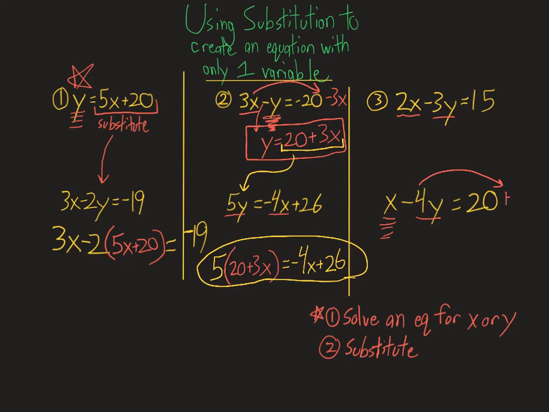The negative 4y becomes positive 4y. Okay, and remember, it's just because of this. That's not a division. Those would cancel. The minus 4y and plus 4y cancel. That's why we can do that. So we've got x equals 20 plus 4y.